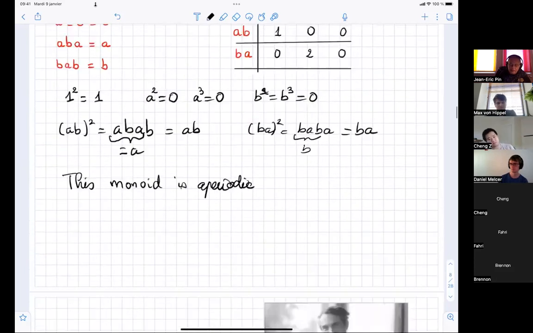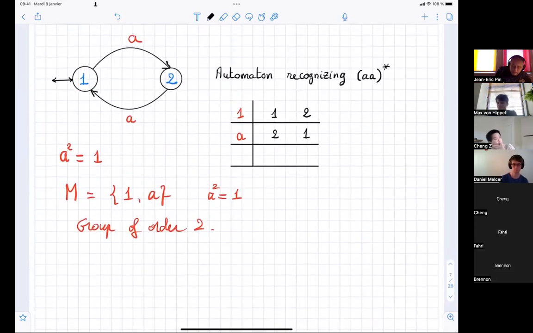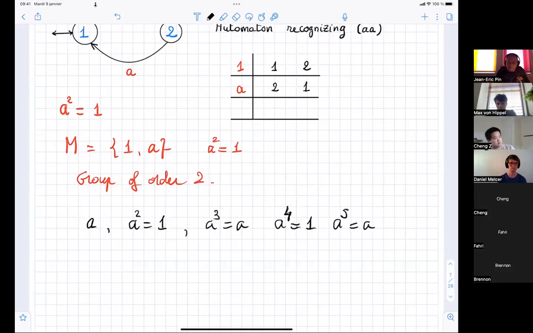Let's consider now, let's go back to this one. Well, if you start with A, then you have A squared equals 1, then A cube is A. A4 is 1, A5 is A. And you can see it alternates between A and 1, but you never have x to the n equal to x to the n plus 1. So it's not aperiodic.